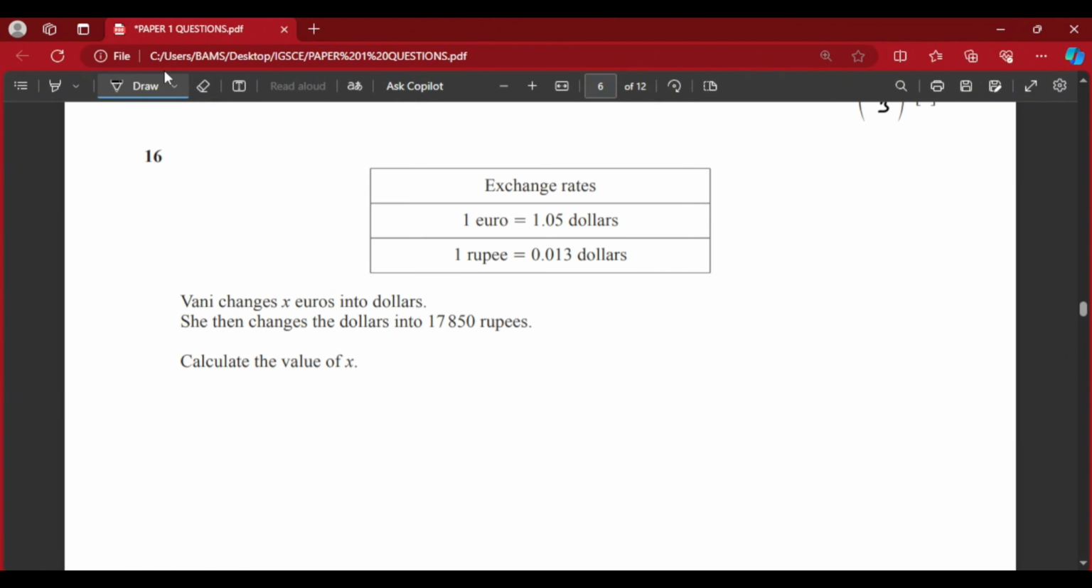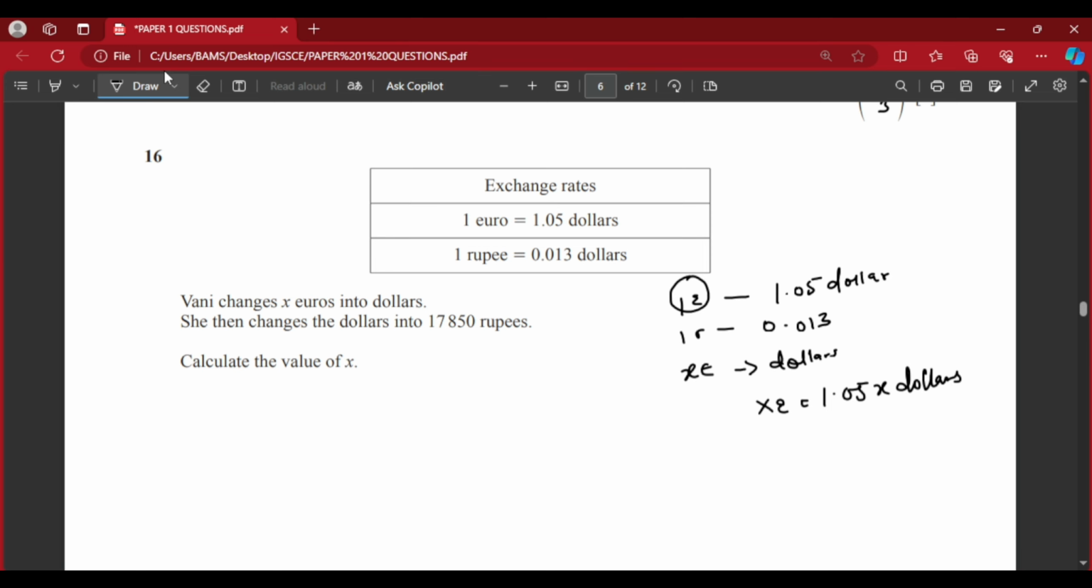So we know that 1 euro, let me write it as E, is 1.05, that's beginning on the table. Then 1 rupee is 0.013. That one is standard. So it means that if I want to find X euros, for example, I want to convert X euros to dollars. Since I have 1 euro to be $1.05, it means that X euros will just be 1.05X dollars. You get the idea now.